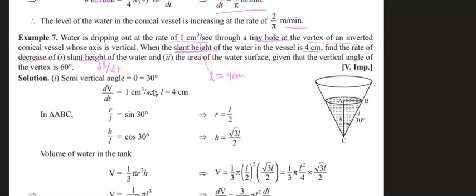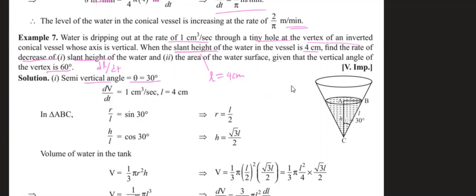Given that the vertical angle is 60 degrees, the half of it will be 30 degrees, is it not? So the semi-vertical angle in this case is 30 degrees. When we put AC as the height, so ACB is 30 degrees. Right, now let us proceed.